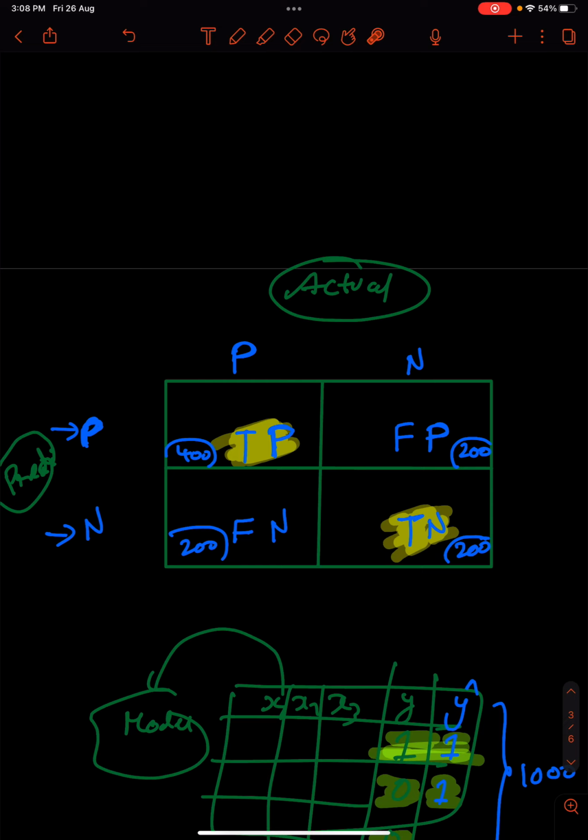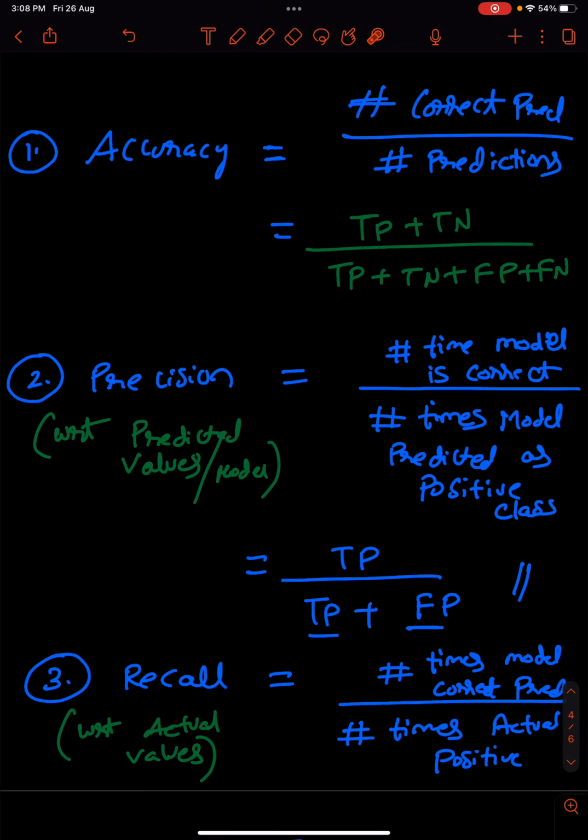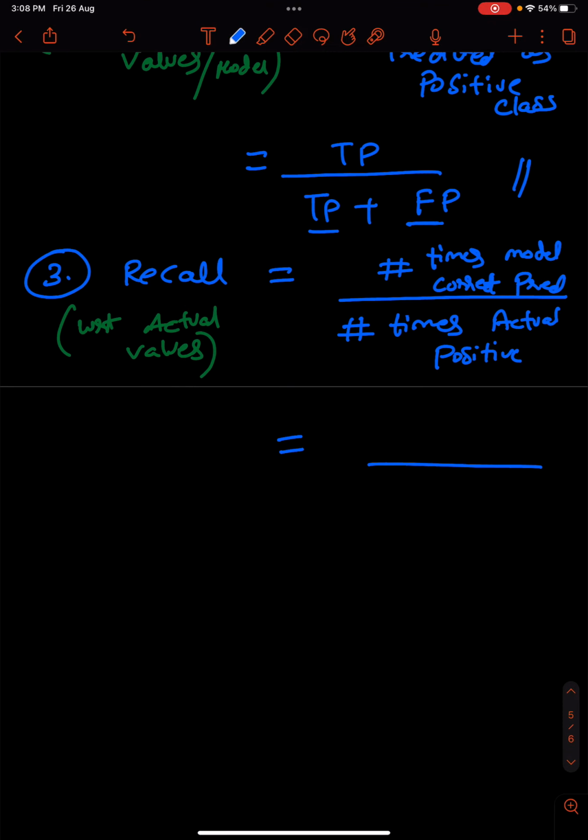Okay, so the total number of records that belong to the actual positive class is this plus this. So that would be true positive plus false negative. False negative means actual is positive, falsely predicted as negative. That's what I want, right? Total number of actual positives. And the numerator will obviously have true positive. So this is nothing but recall, right?